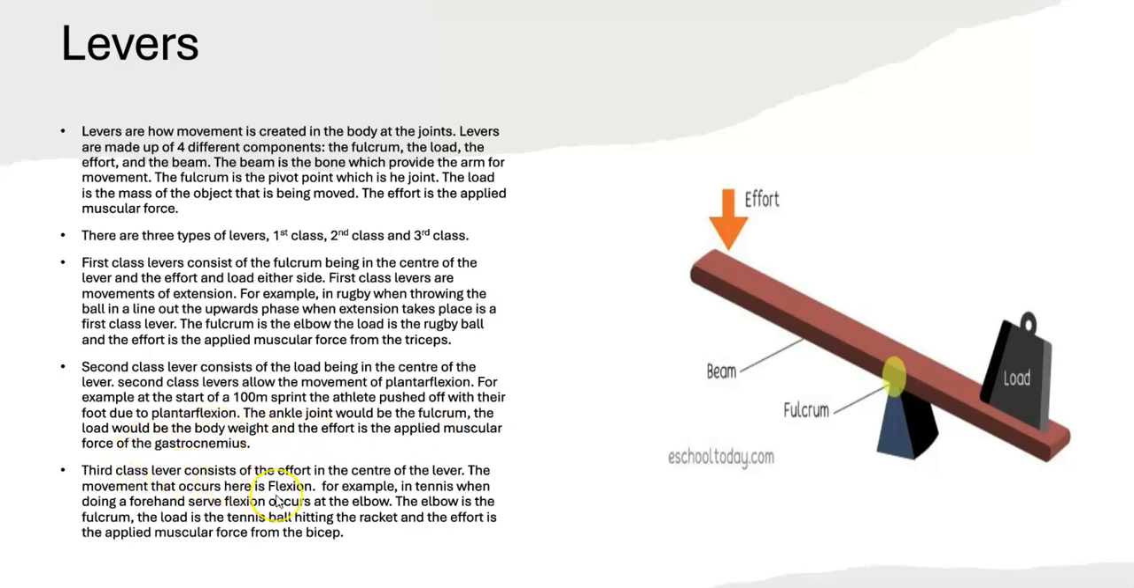Third class lever consists of the effort in the center of the lever. The movement that occurs is flexion. For example, in tennis, when doing a forehand serve, flexion occurs at the elbow. The elbow is the fulcrum, the load is the tennis ball hitting the racket, and the effort is the applied muscular force from the bicep.